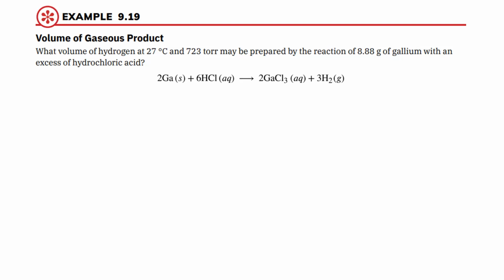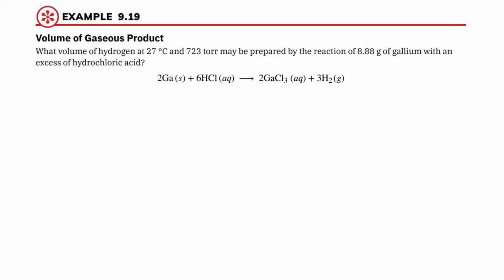So in the previous one, we used the ideal gas law to figure out how many moles of a substance we had. Then we could use the chemical equation. Now in this case, we're going to use the chemical equation to figure out how many moles of a substance we have. Then we can use the ideal gas law to figure out the volume of this substance.